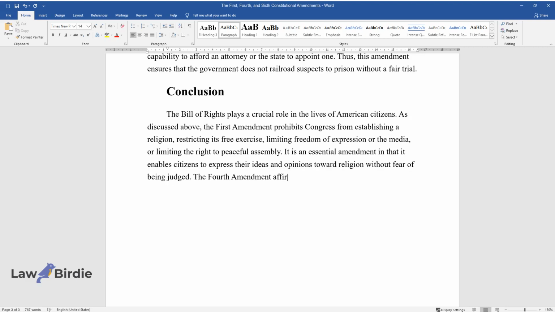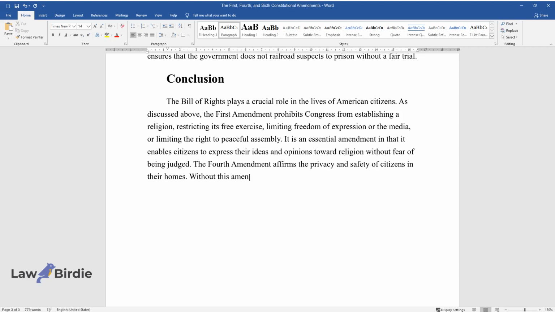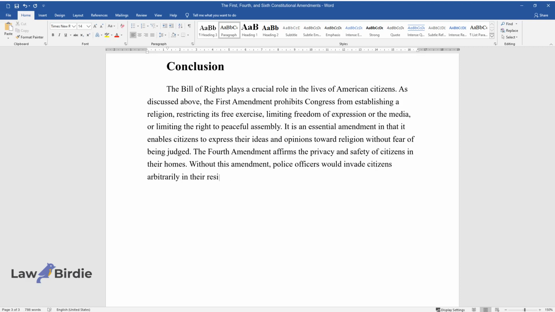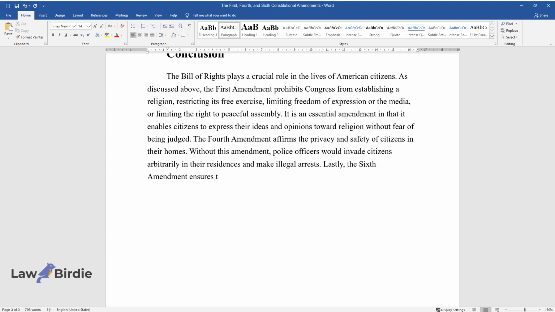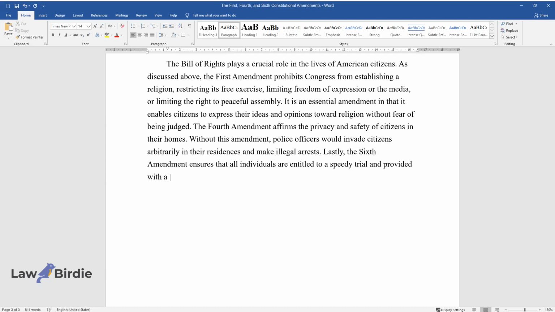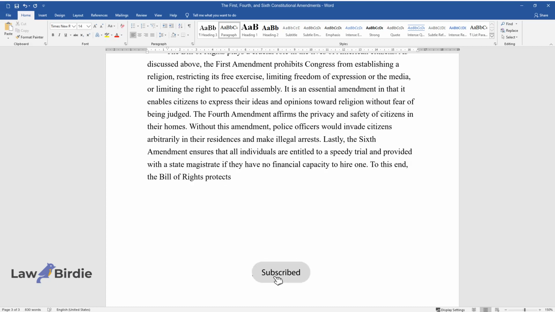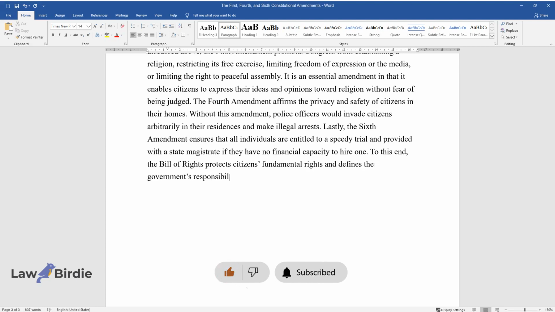The Fourth Amendment affirms the privacy and safety of citizens in their homes. Without this amendment, police officers would invade citizens arbitrarily in their residences and make illegal arrests. Lastly, the Sixth Amendment ensures that all individuals are entitled to a speedy trial and provided with a state magistrate if they have no financial capacity to hire one. To this end, the Bill of Rights protects citizens' fundamental rights and defines the government's responsibilities in ensuring that those rights are upheld.